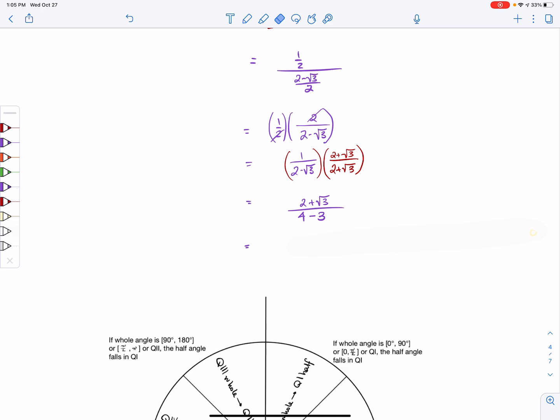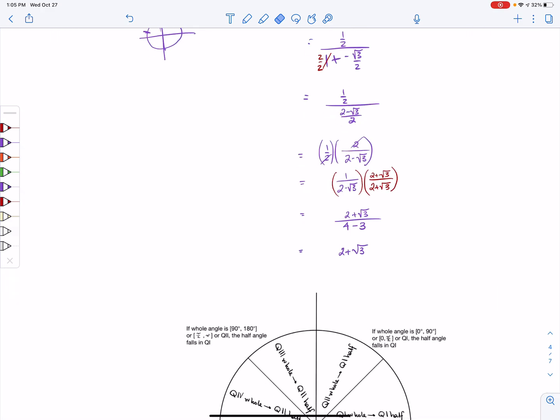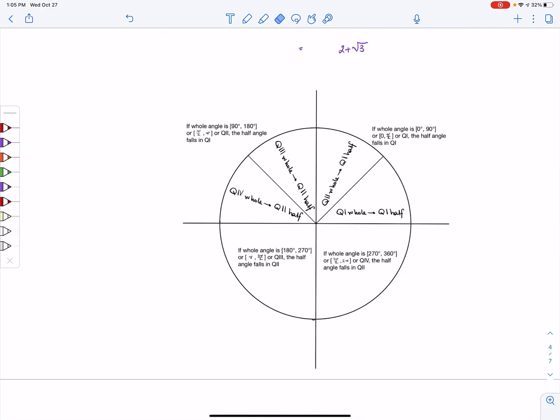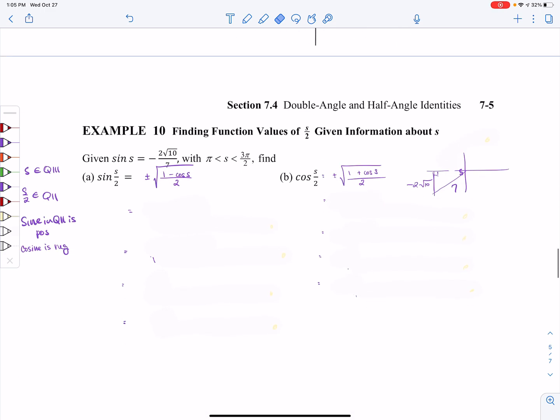FOIL on top and on bottom, and that'll give me a 2 plus root 3 on top, a 4 minus 3 on bottom, which is just a 1. So I don't need that over 1 value. All right. This particular graphic I'm going to come back to. It's easier to explain it when I have an actual question that I'm looking at. So we'll come back to this particular example here in just a moment.